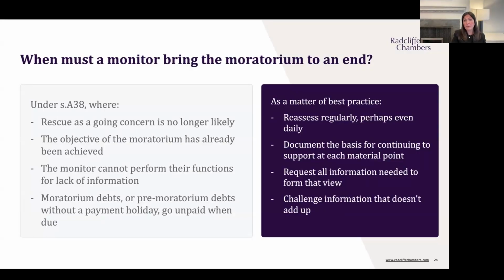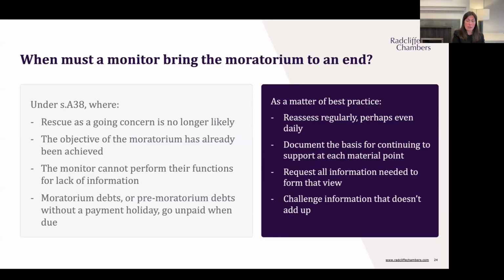Secondly, when the objective has been achieved. So typically, you've paid off the petitioner, or you've paid off whatever debtors would have petitioned if you hadn't got yourself a moratorium. If you can't perform your functions for lack of information, I think there will be cases where directors just lose enthusiasm, realise that this isn't going to work, and it falls off a cliff edge again, and the monitor can't perform their functions, and you retain a very substantial and significant level of control in that way.